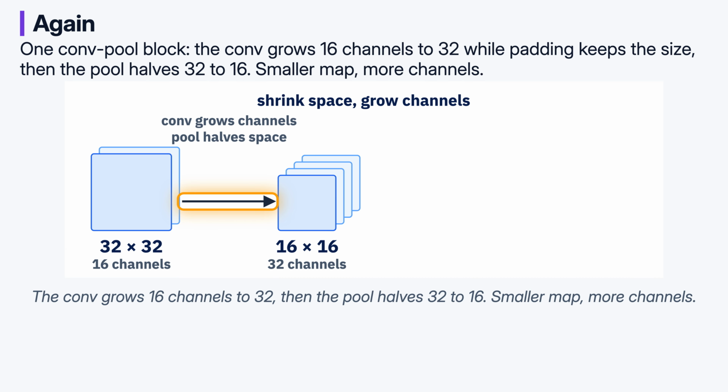One conv pool block does both jobs. The conv grows 16 channels to 32, and padding keeps the size. Then the pool halves the map. The result is a smaller map with more channels. 16 by 16 now, with 32 channels.